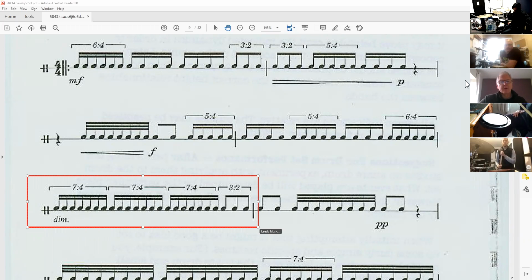So, what's the counting for septuplets? 1e and a Gertaka, 2e and a Gertaka, 3e and a Gertaka, 4 and a. Now that's got to fit the pulse, right? Once again, we have a bar where there's a bit of distance between two subdivisions.